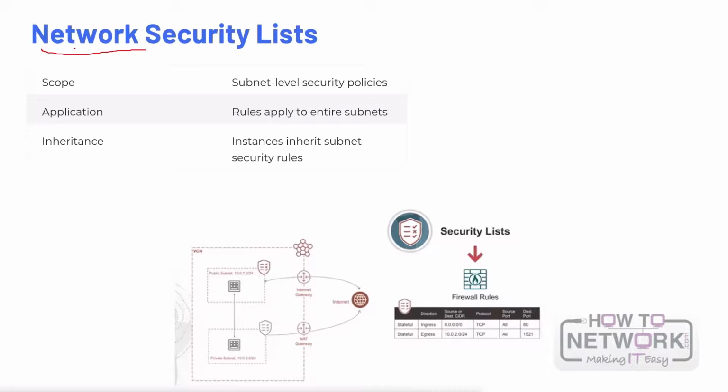Let's talk about NSLs, or Network Security Lists. NSLs are a fundamental component of cloud security, providing subnet level security policies. These policies are applied to the entire subnet, ensuring that all instances within that subnet inherit the same security rules. NSLs offer a granular approach to controlling network traffic by defining rules that specify which traffic is allowed or denied. These rules are based on source and destination IP addresses, ports, and protocols. By implementing NSLs, you can effectively restrict access to your cloud resources, enhancing security and compliance.